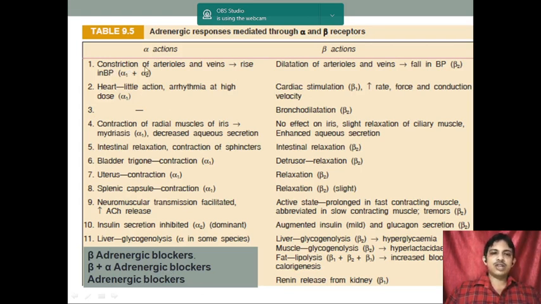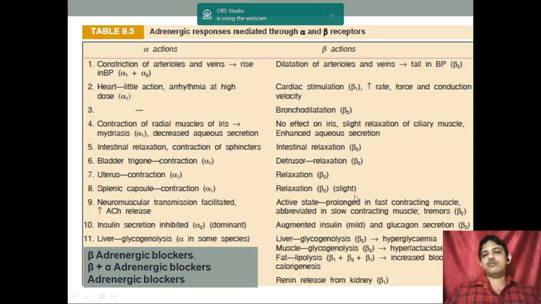We know that constriction of the arterioles and veins is responsible for alpha 1 and alpha 2 action, and as a result blood pressure will increase. So if we give an alpha blocker, there is no constriction of the arterioles and the veins, and as a result blood pressure will come down. Clear? This is the alpha adrenergic blocker, like prazosin, and how it works.